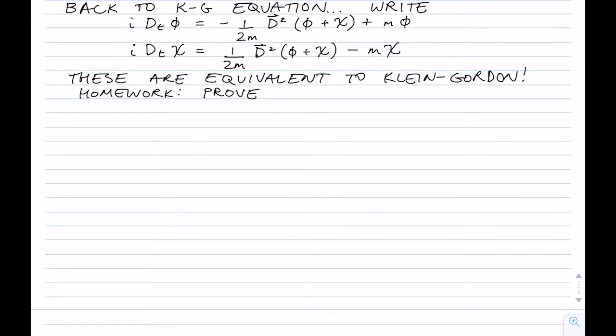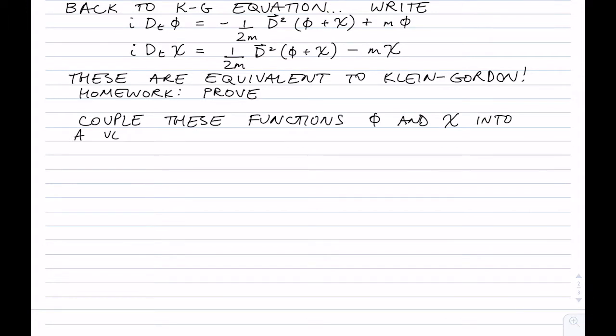So couple these functions into a vector. I told you it was going to be a vector, and here it is. Psi is equal to phi chi. Look, it kind of looks like a spinor when I write it like this, but it's important to remember that this is not a spinor because it's not in spin space. This is in some other space, something like charge space. Okay, so this is going to be a two-component function.